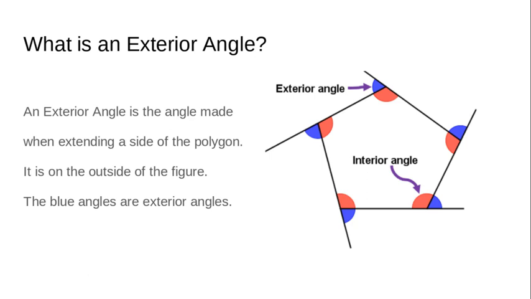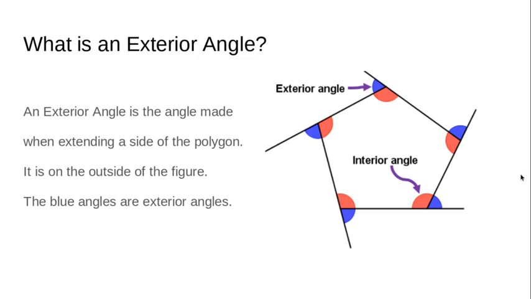So let's remind ourselves of an exterior angle because we did look at this exact same diagram back in our polygons unit. An exterior angle is an angle that is made when extending the side of a polygon. It is outside of the figure. So if you look at the diagram here, all those blue angles are exterior angles.